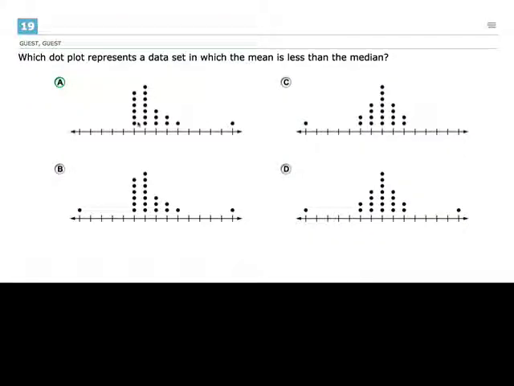Number 19, which dot plot represents a data set in which the mean is less than the median? Now remember, the mean follows the tail, or it follows the outlier. Okay, so if we have the mean and median in the same spot, then it's perfectly, let's do it up here. Here's my bell curve. If I have the mean and the median in the same spot, that means it's perfectly symmetric. Once I start having a tail, let's say this tail starts going to the left, the mean is going to follow that tail. So in this case, we want a mean that is less than the median.